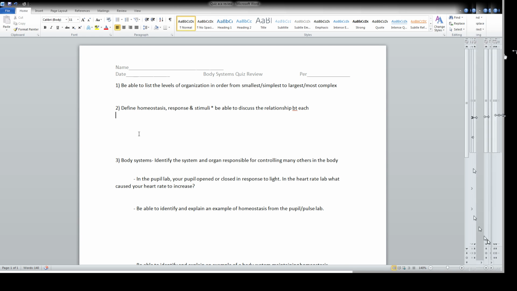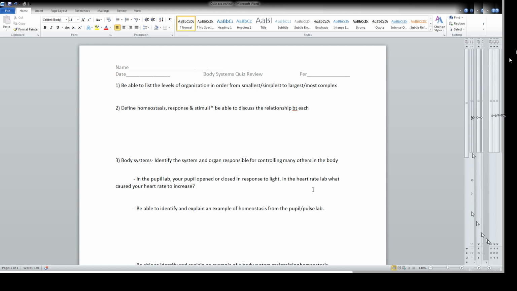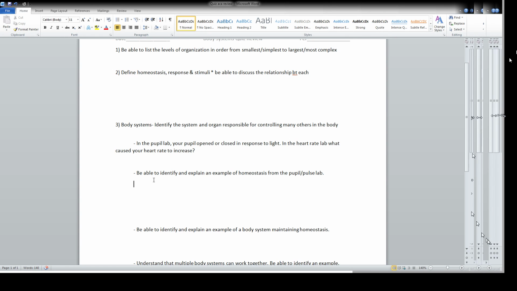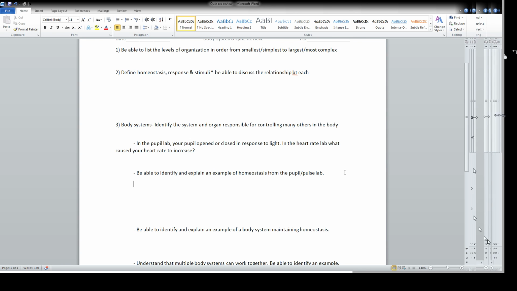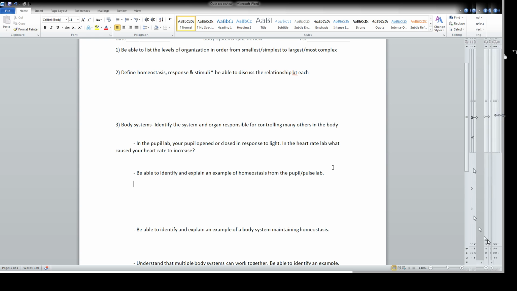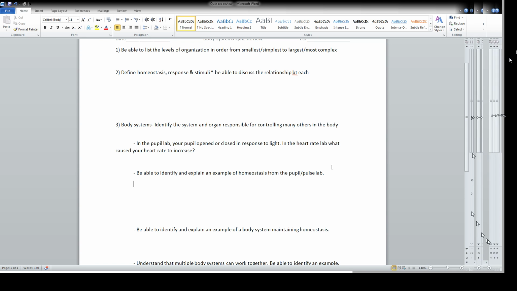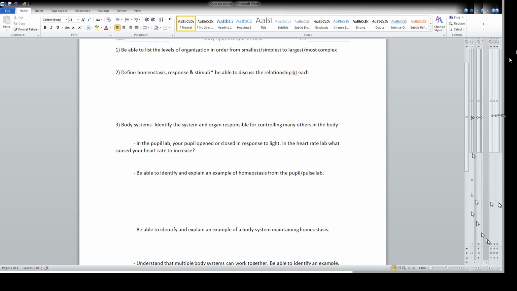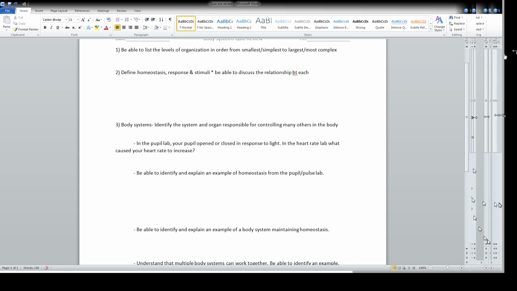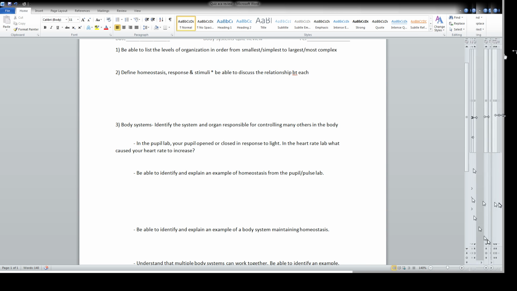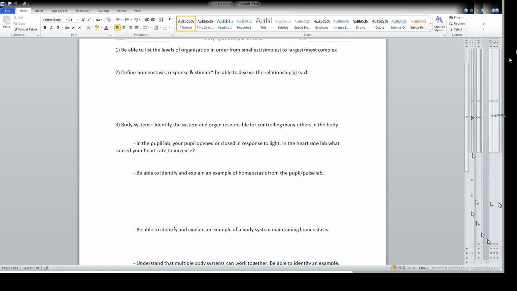Be able to identify and explain an example of homeostasis from the pupil and pulse lab. So you pick either one of them, talk about what was being balanced. So for instance, the pulse lab, your heart rate was being balanced and blood flow throughout the body to meet the needs of your muscles, which were doing some work, doing some exercise. That's an example of what you were maintaining in terms of homeostasis for the pulse lab.